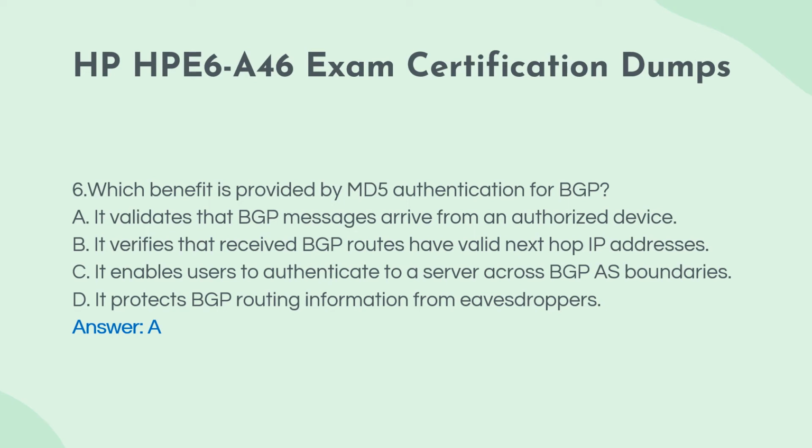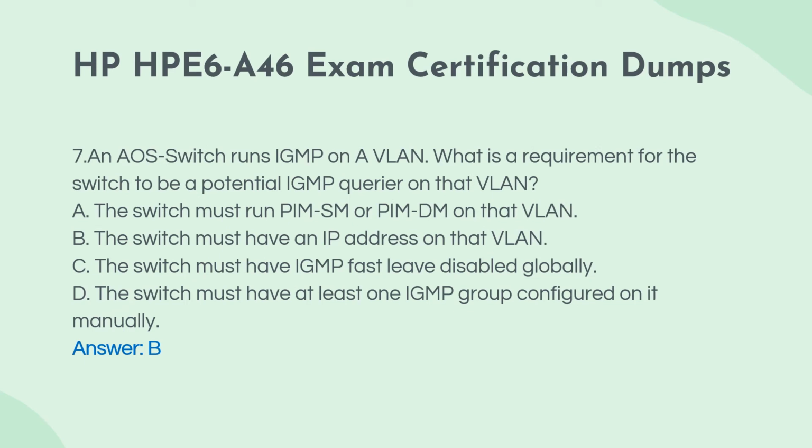A. It validates that BGP messages arrive from an authorized device. B. It verifies that received BGP routes have valid next hop IP addresses. C. It enables users to authenticate to a server across BGP AS boundaries. D. It protects BGP routing information from eavesdroppers. Answer: A. 7. An AOS switch runs IGMP on a VLAN.